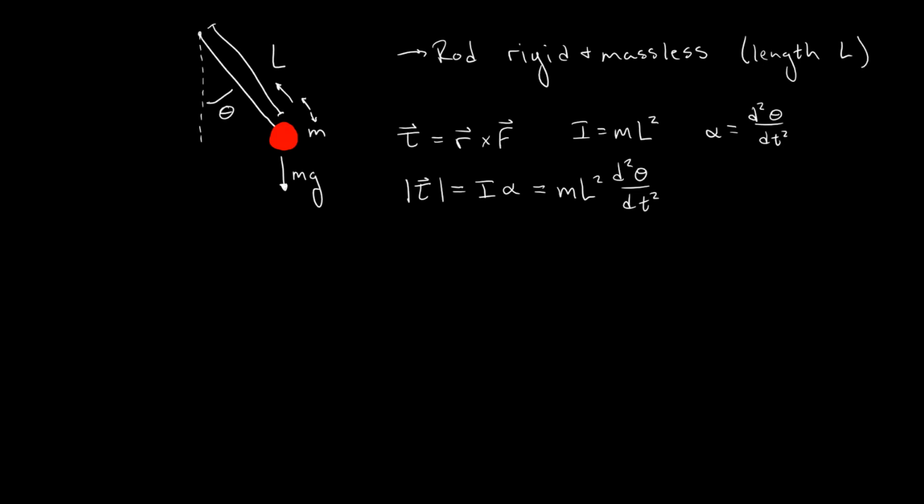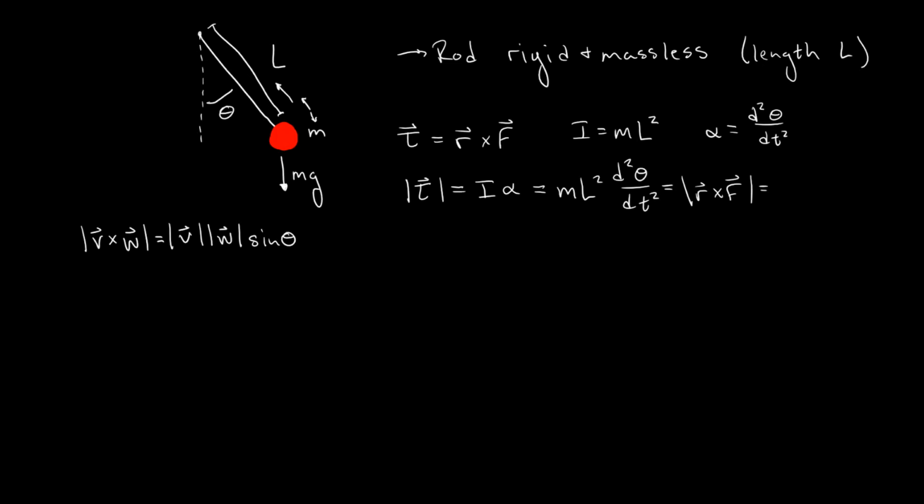And we know that this is going to be equal to the magnitude of r cross F. What is the magnitude of r cross F? Well, we know that the magnitude of a cross product of vectors is just the magnitude of each of the vectors times the sine of the angle between them.